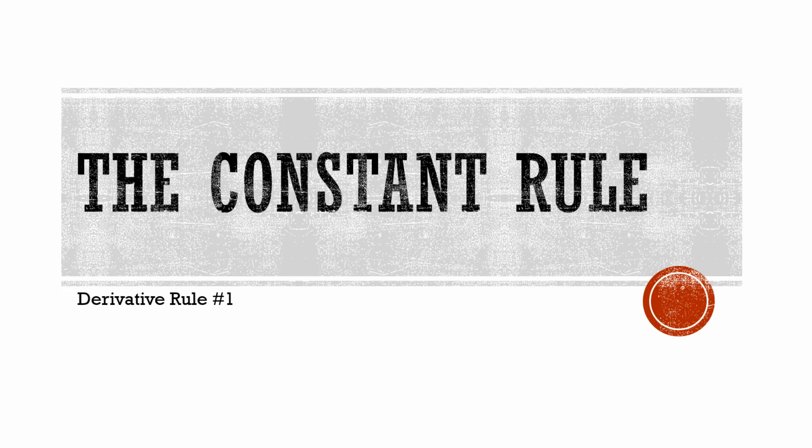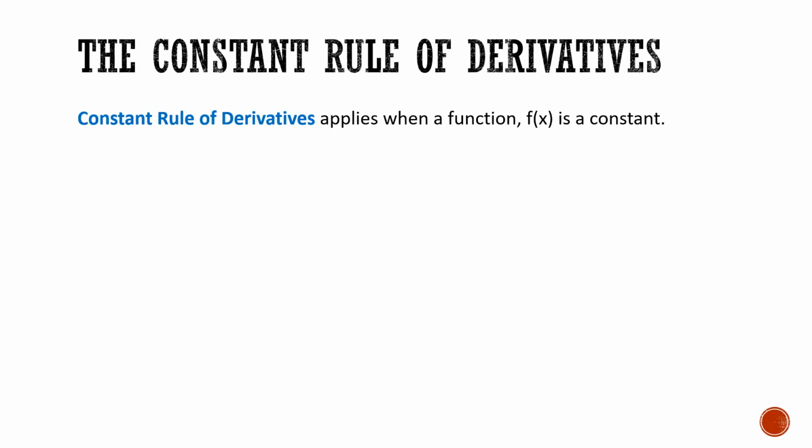So now that you've been introduced to what a derivative is, let's get into how to calculate one. There are a few rules to calculating derivatives, and the first one we're going to go through is the constant rule, probably the simplest rule of them all. The constant rule of derivatives applies when a function, f of x, is a constant.